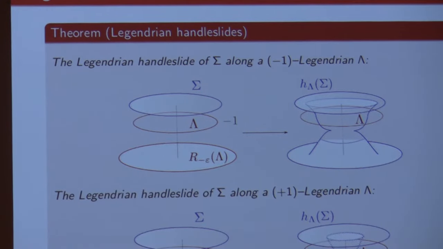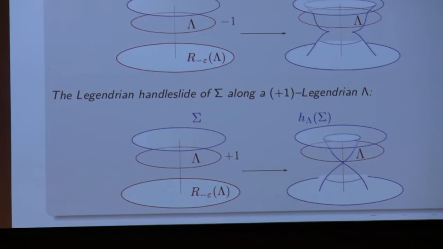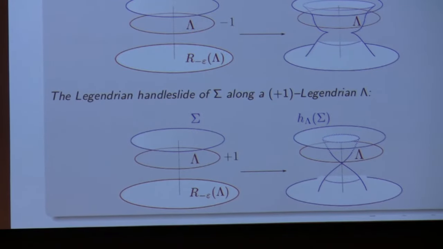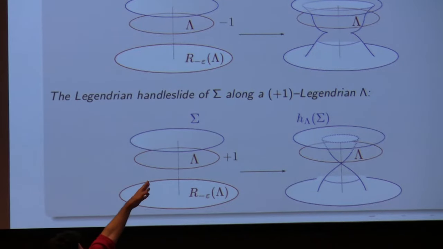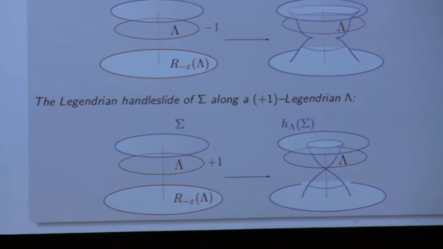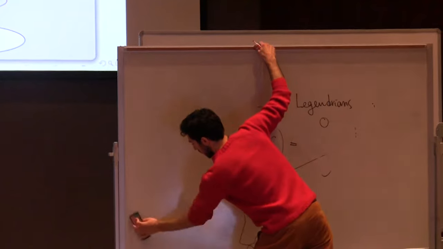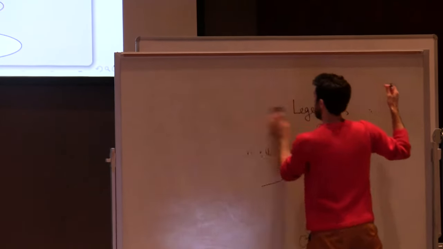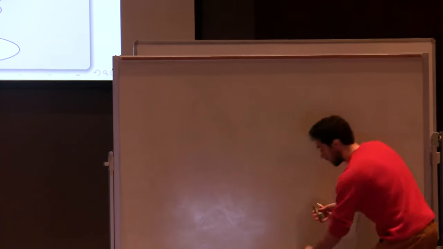So here's how you handle slide in general. You have some Legendrian lambda, and then some other Legendrian sigma, and you want to handle slide sigma along lambda, and the resulting handle-slid Legendrian is exactly this H sub lambda of sigma, okay? So what am I saying in here? Well, I'm saying the following thing. If you have some contact manifold, which is expressed as some surgery, and you have some knot floating around, you can obtain a bunch of knots isotopic to it by handle sliding along it.